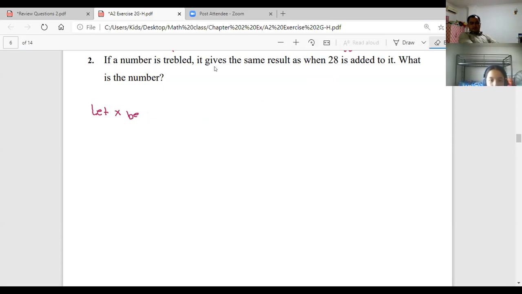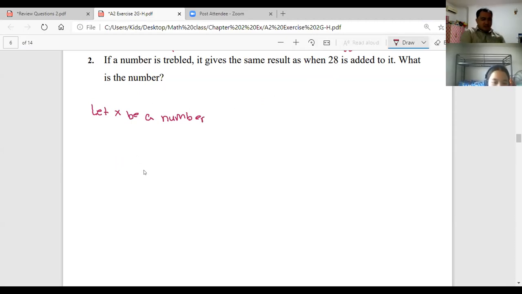Okay, let x be a number. So now using this, we can write an equation. It's trebled, what does that mean? Like multiplied by 3. Okay, 3x. Don't write it like this. Write 3 in front of x.